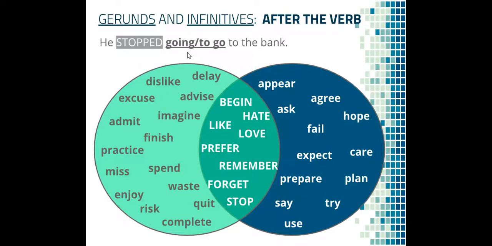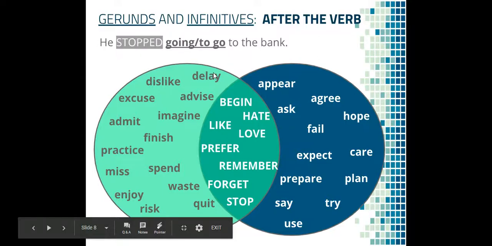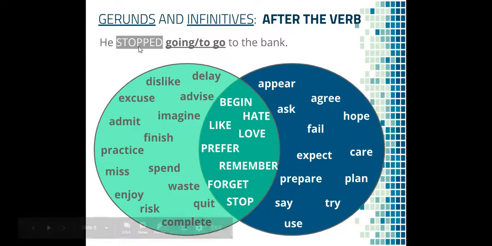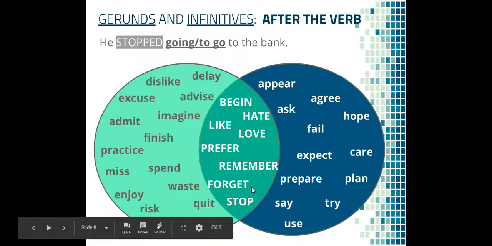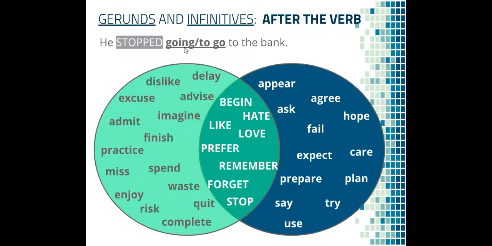These sentences mean two different things. Words like remember and forget also mean two different things. So he remembered going to the bank. Fond memory. Okay. He remembered to go to the bank. Oh, I have to do this. Okay. He stopped going to the bank. He forgot about going to the bank. He forgot to go to the bank. So be careful with remember, forget, and stop because they mean different things if you use ing and to.